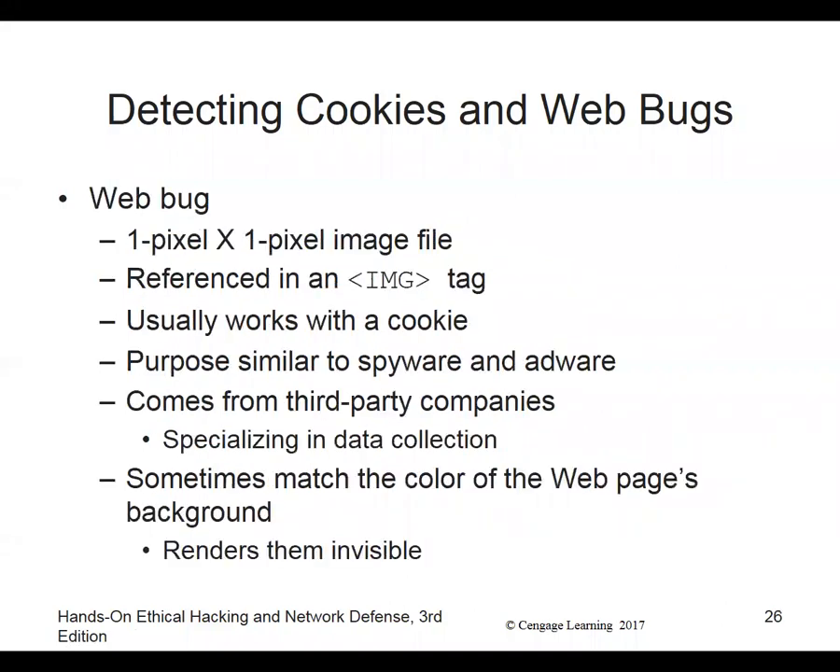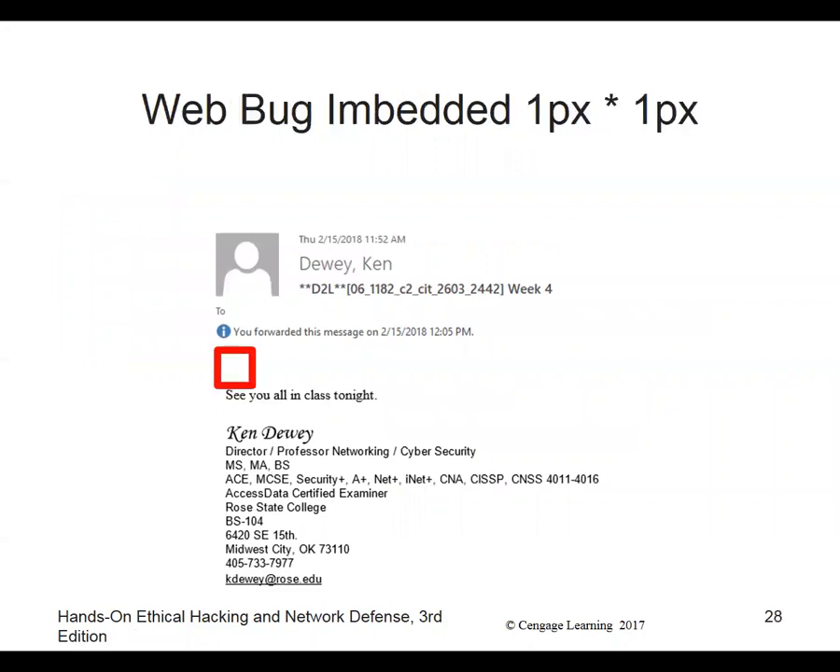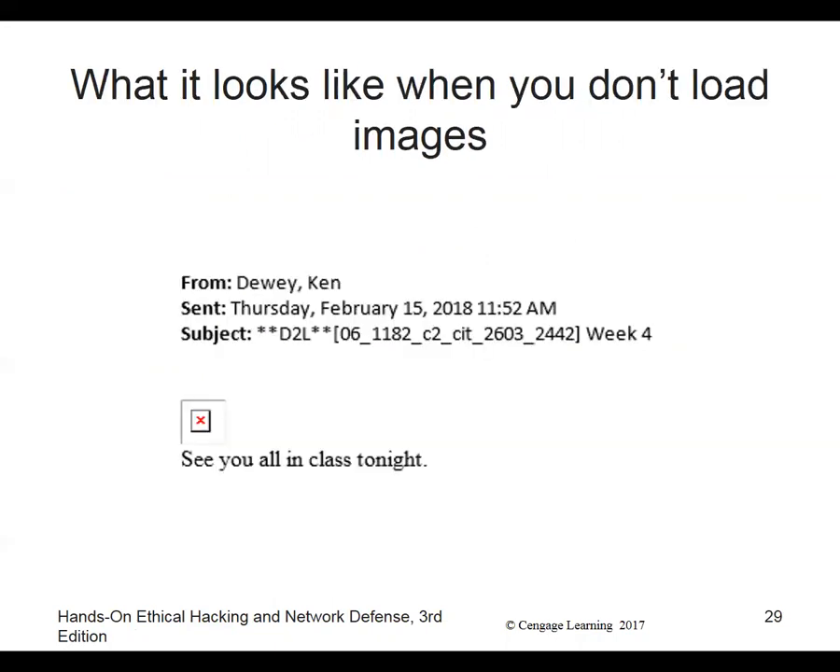Okay. Web bugs. You all used one today. A web bug is a one-by-one pixel. So let me explain how this thing works. Familiar? Okay, you all got this email today. Right there is a one-by-one pixel graphic. Okay. It was white. You couldn't see it. If you were not loading graphics, it would have looked like that. But since you all trust me, you probably load graphics automatically.